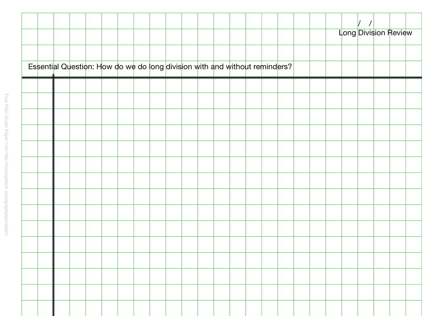Long division can sound like a lot of work, but I actually really enjoy the process of long division because it's just lots of little steps that we put together into solving one problem. And when you finish a long division problem, it feels really satisfying.